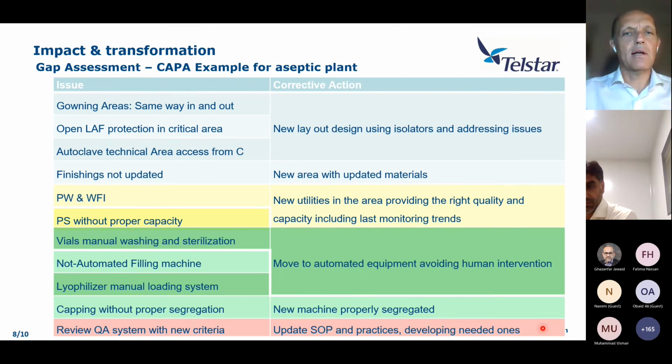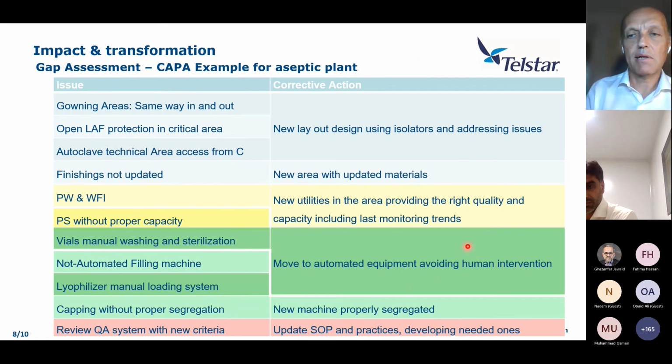So you see that this is an easy example. Of course, you may have more points to develop, but without a proper assessment, it's impossible to develop a CAPA, and without a CAPA, you don't know what to do. So you should move ahead in an orderly and organized way.